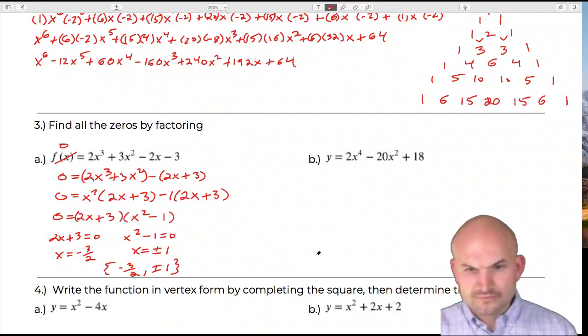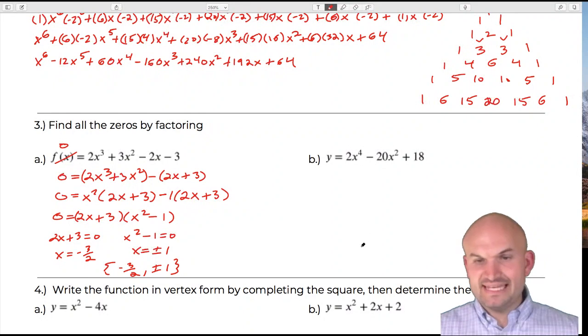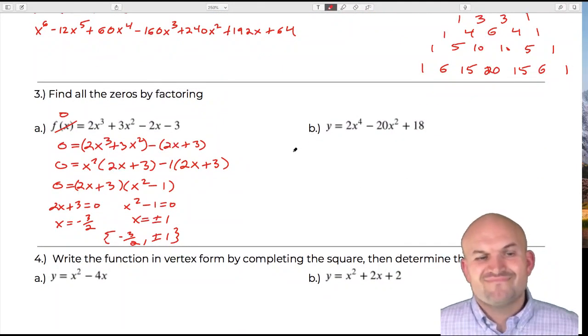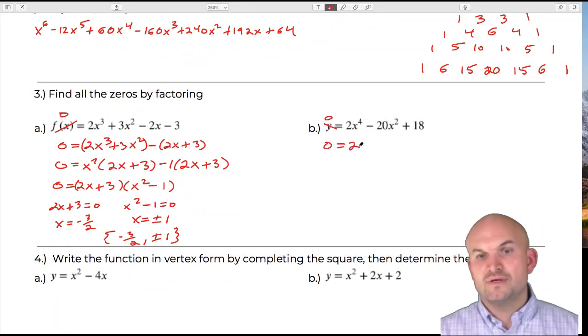For the next example, we can see a trinomial. So we're going to try to be thinking of factoring in terms of trinomials. So the first thing I recognize here is that I can factor out a common factor, which is 2. So if I factor out a common factor 2, I get x to the 4th minus 10x squared plus 9.